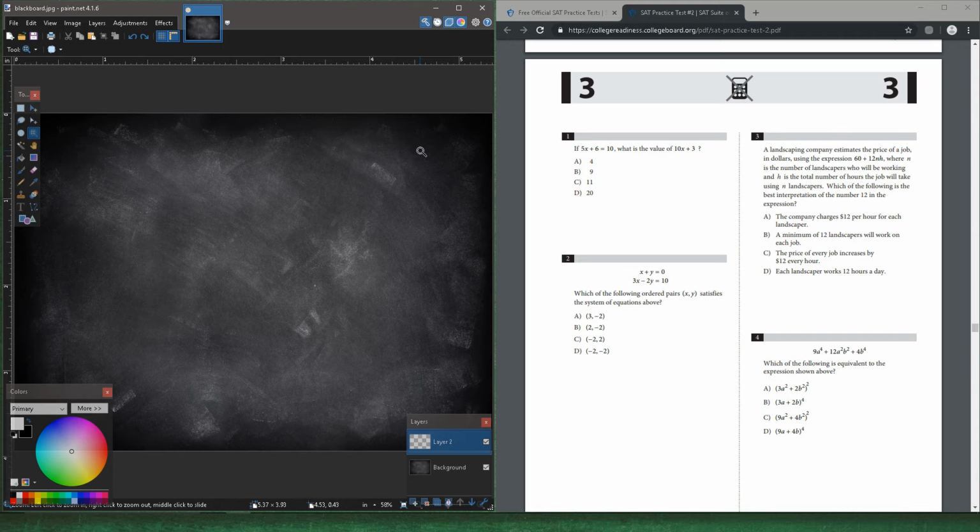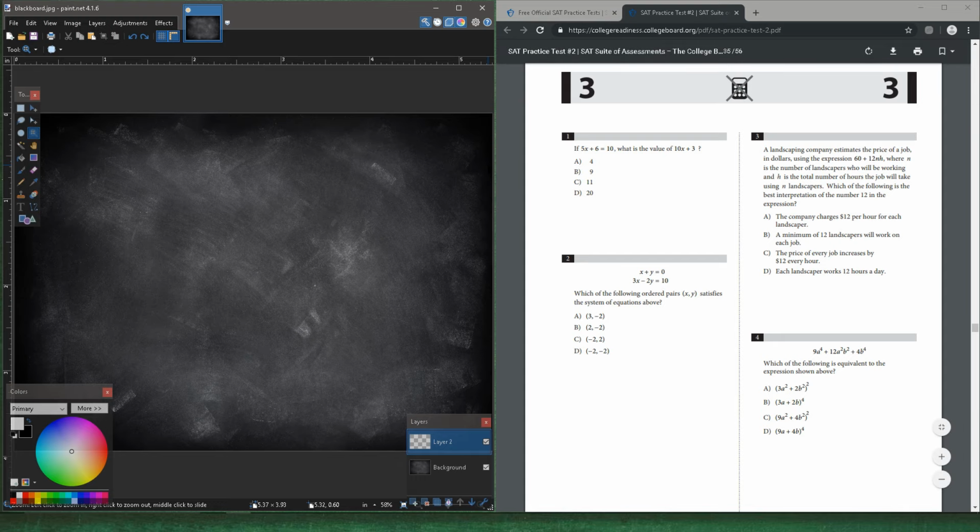First we need to understand what the expression is talking about. So 60 plus 12NH estimates the price of a job. So the price of a job just by itself is 60. So 12 is some kind of rate times N. What is N? N is the number of landscapers who will be working for each hour. We could ignore the second part where it's using N landscapers because it's just trying to be very specific. So you don't have to use all this information all the time.